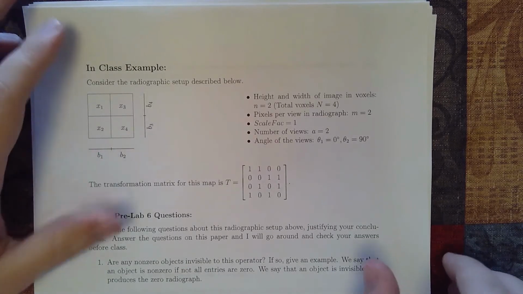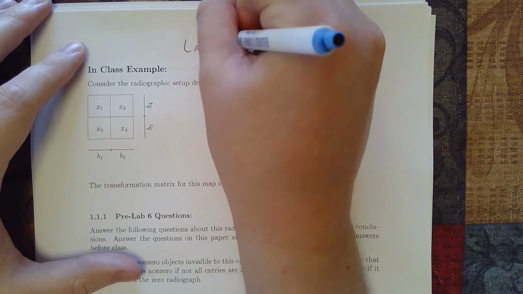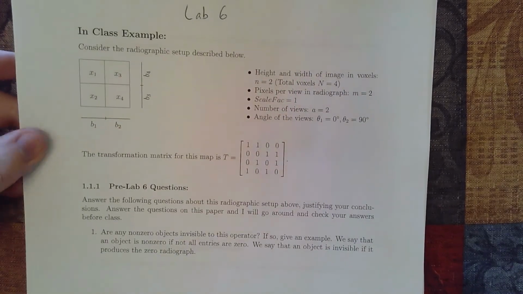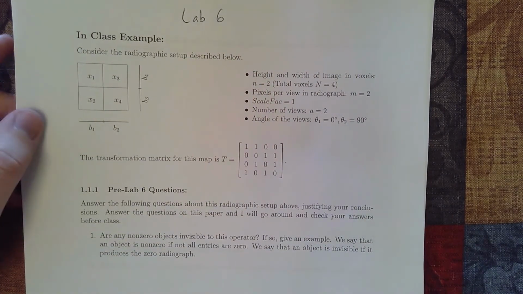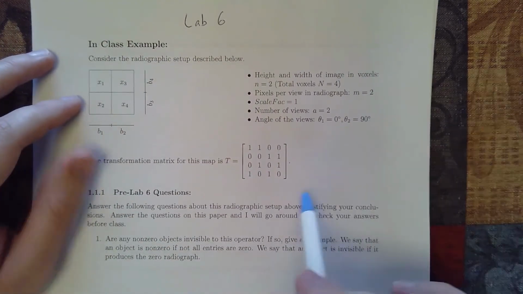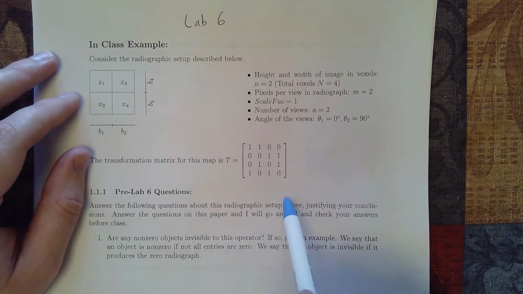Alright, so we're going to start this week off with Lab 6. I've printed off the second page here. When you look at Lab 6, the first 5 pages or so have a bunch of pre-lab questions. So what I want you to do is look at the example here of the transformation. It has a matrix.